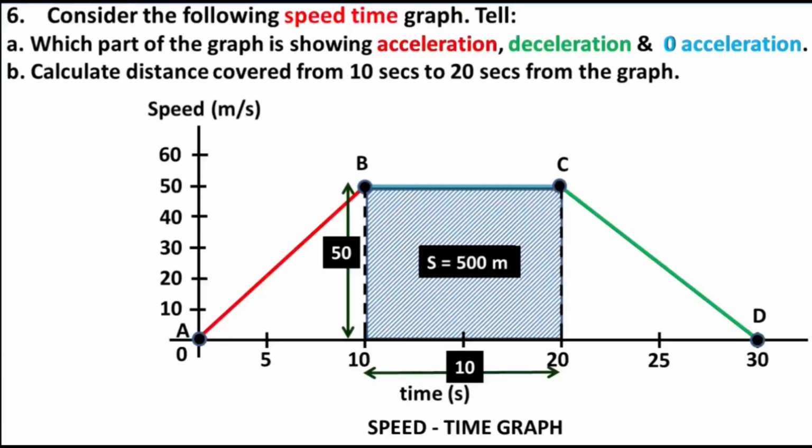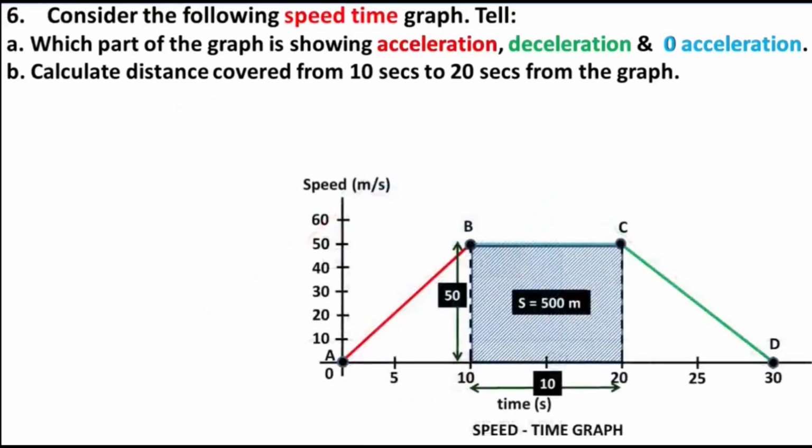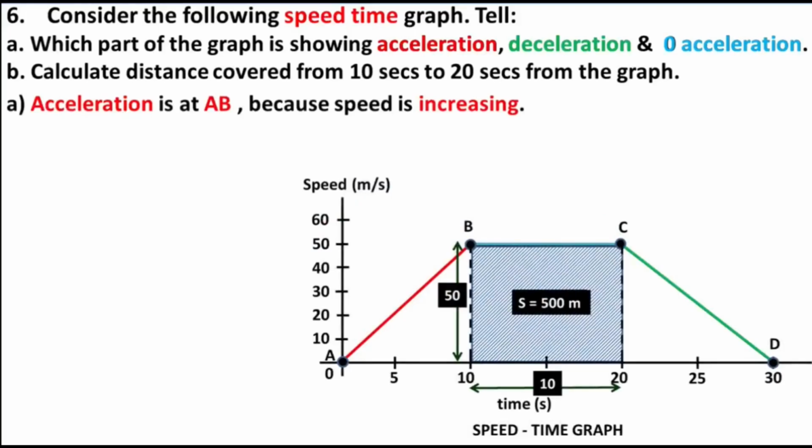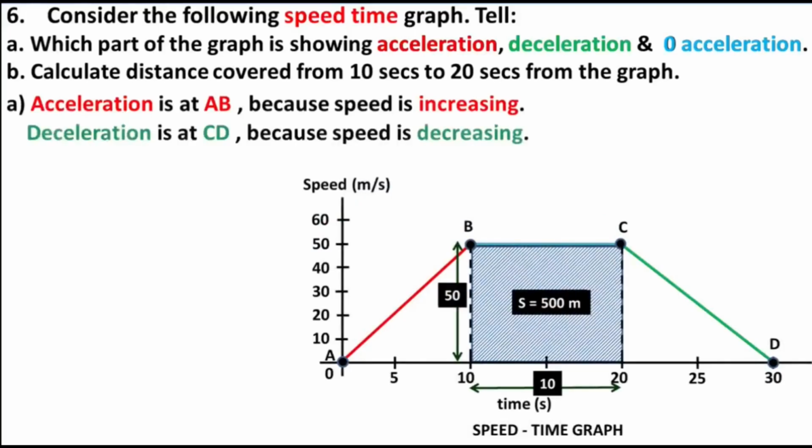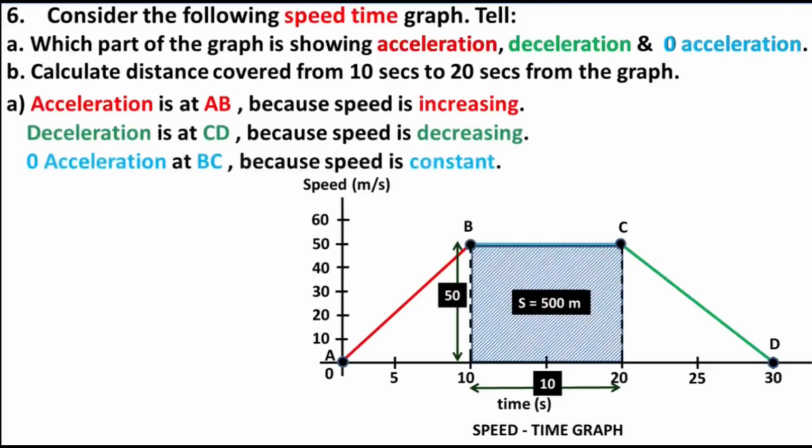Now, how to write it in the answer sheet. For part A we write: acceleration is at AB because speed is increasing. Deceleration is at CD because speed is decreasing. Zero acceleration at BC because speed is constant.